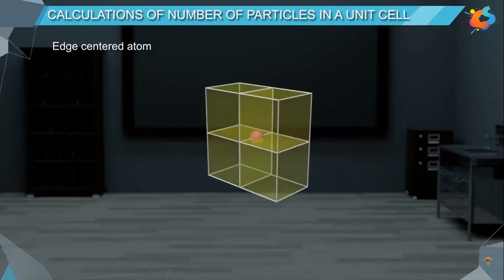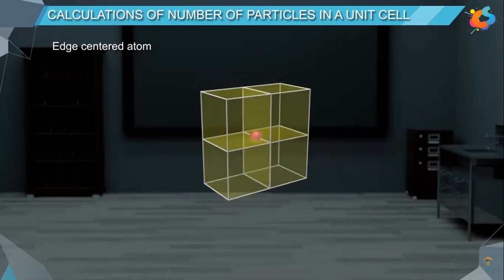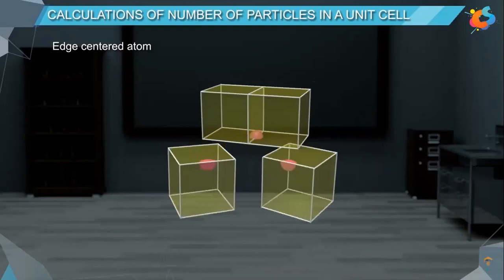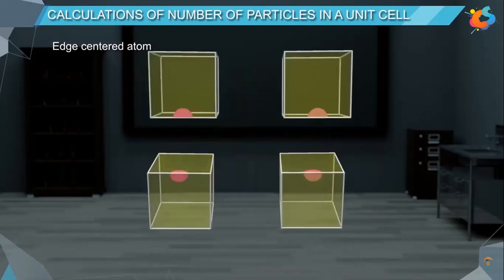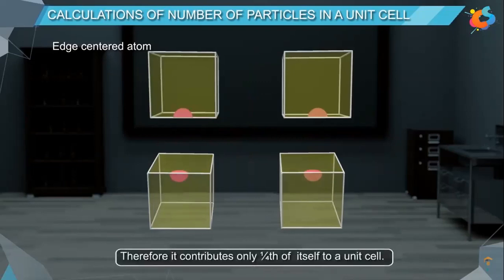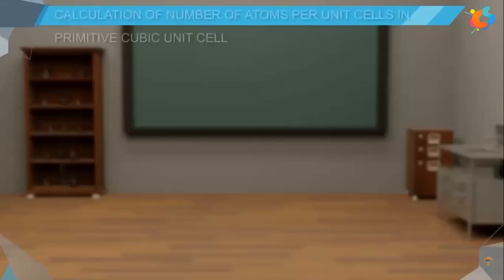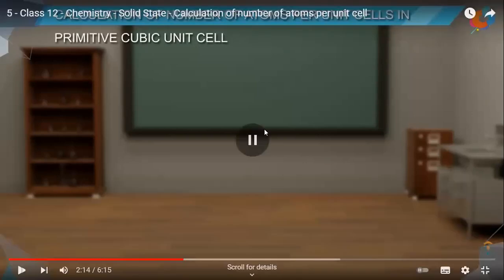An edge-centered atom is shared by 4 adjacent unit cells in the crystal lattice. 2 unit cells are present in the lower layer and 2 unit cells are present on the upper layer. Therefore, it contributes only 1/4 of itself to a unit cell. Calculation of number of atoms per unit cell in primitive cubic unit cell.